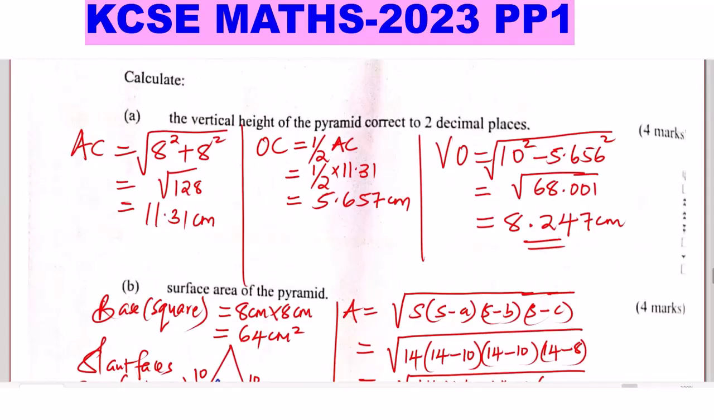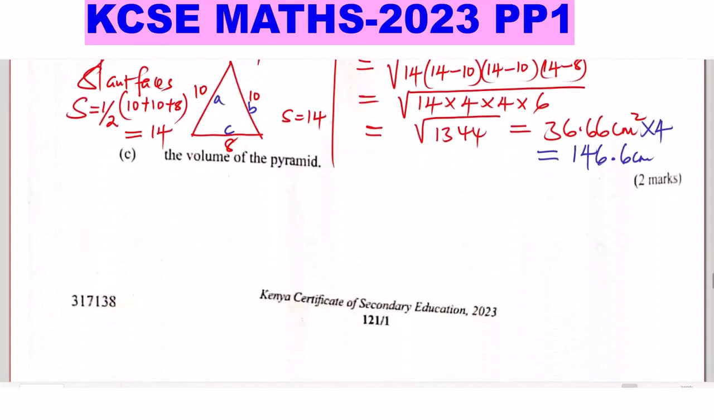Now for the first part, just a point to note here. Part A: calculate the vertical height of the pyramid, correct to 2 decimal places. I forgot to write this one, correct to 2 decimal places. This is supposed to be 8.25. It's very important to note the 2 decimal places, 8.25. So let's proceed with the other one.